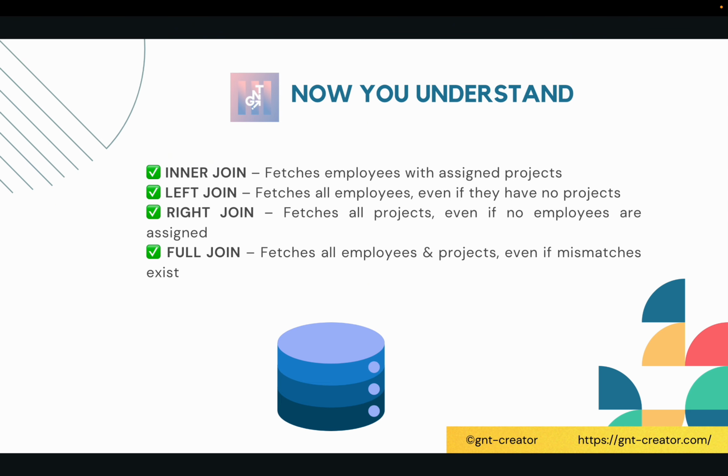Now you understand inner join. It fetches employees with assigned projects. Left join fetches all employees even if they have no projects. Right join fetches all projects even if no employees are assigned. And full join fetches all employees and projects even if mismatches exist.